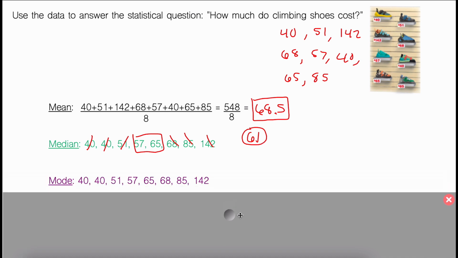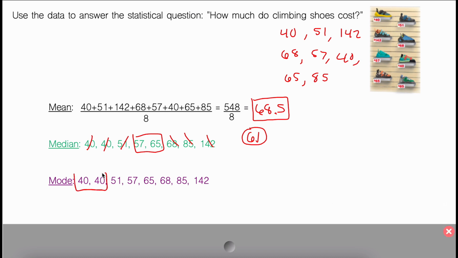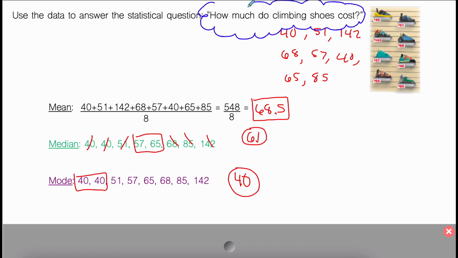All right, and then the mode, the most often occurring number in this data set. There's one number that occurs twice. There are 2 pairs of shoes that are $40, so the mode would be 40. So my question was, at the top here, what number could answer this question best? How much do climbing shoes cost?